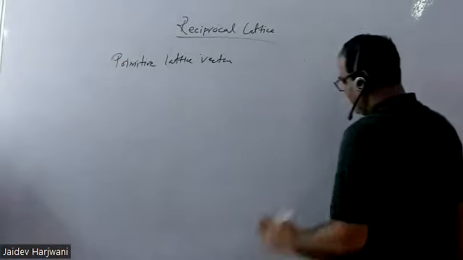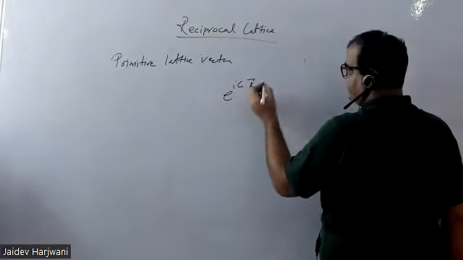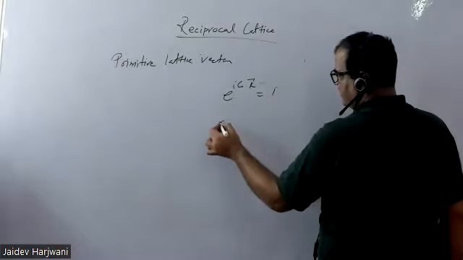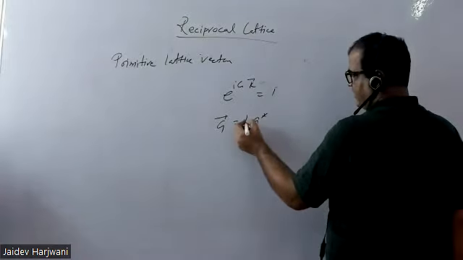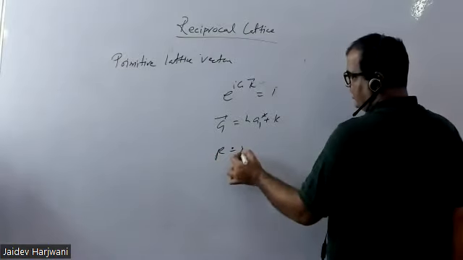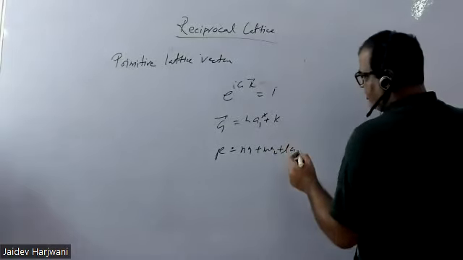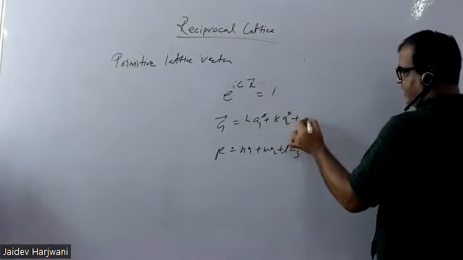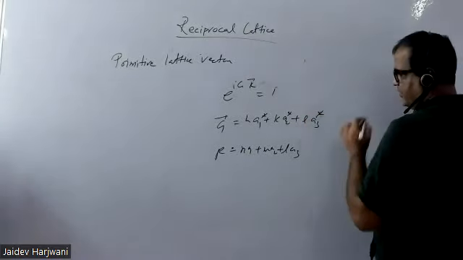Okay, before that, just now I told you that a lattice given by G, if you satisfy this condition, will give you the reciprocal lattice. And you know what G is? If I write R = n a1 + m a2 + l a3, then G will be h a1* + k a2* + l a3*.